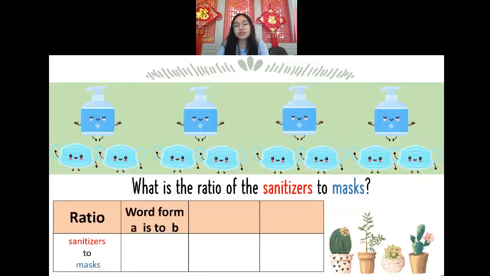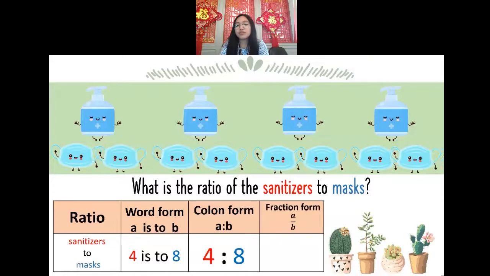So for word form, we can use A is to B. So you have 4 is to 8, because the first mentioned there is sanitizer, which means you have 4 sanitizers. And the second mentioned there is masks, so we have 8. We also have the colon form. If you can see the two dots, that is what you call colon. So we have A is to B, you still read that as is to, the colon one. So you have 4:8. Now we also have the fraction form for ratio. We have A over B, so we have 4/8. So that is how you're going to have it. You have the ratio in word form, colon form, and fraction form.